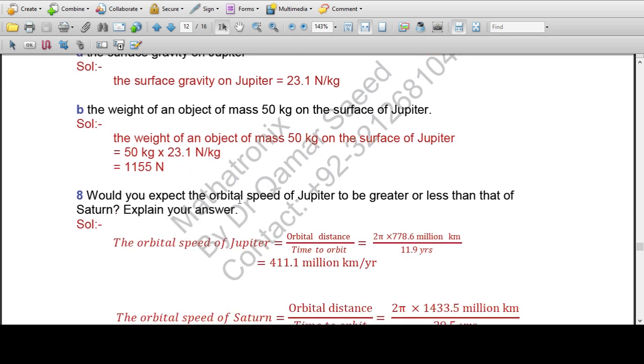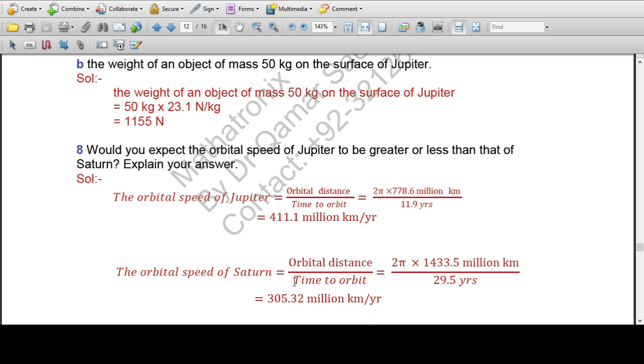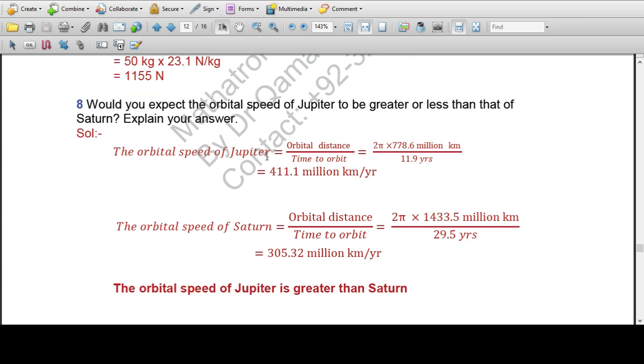Would you expect the orbital speed of Jupiter to be greater or less than that of Saturn? The Jupiter speed will be higher. The orbital speed of Jupiter is 1.1 million kilometers per year, while the orbital speed of Saturn is 305.32 million per year. The orbital speed of Jupiter is higher because it is closer to the Sun as compared to Saturn, so Saturn's speed will be slow. We have this orbital distance and divide by the total time, and we have obtained this.